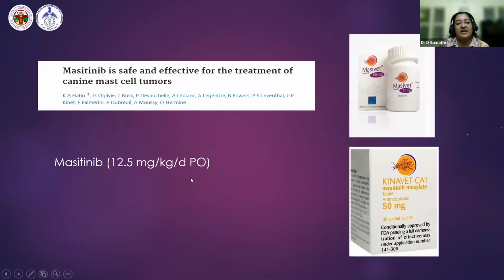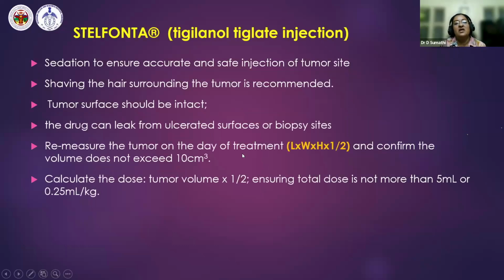So masitinib, again, is one of the other drugs which are also used effectively in the treatment of mast cell tumors. It is used at the dose of 12.5 milligram per kg per day per oral until you get a clinical remission. And if the drug is not tolerated, you can reduce to 9 milligram, and even up to 6 milligram you can reduce the dosing. So you can use masitinib in the treatment of canine mast cell tumors.